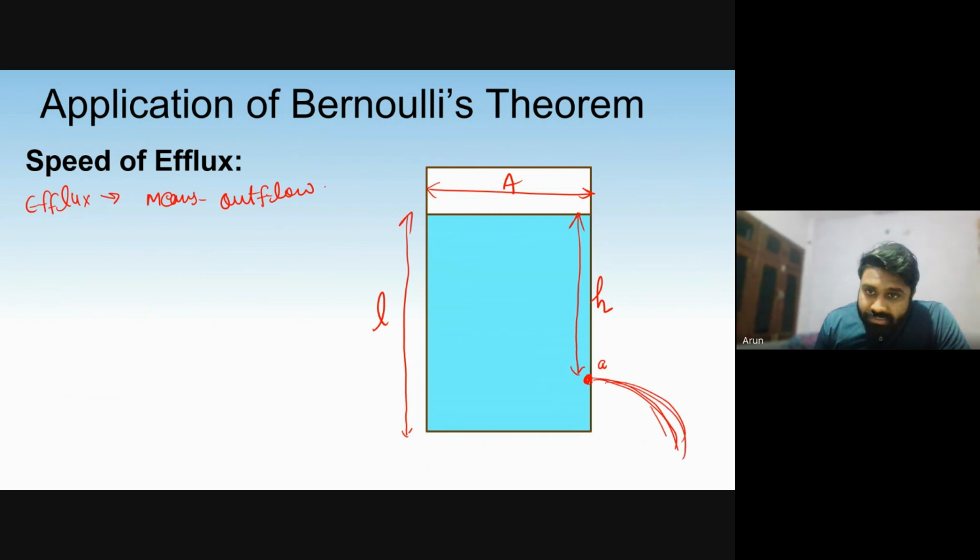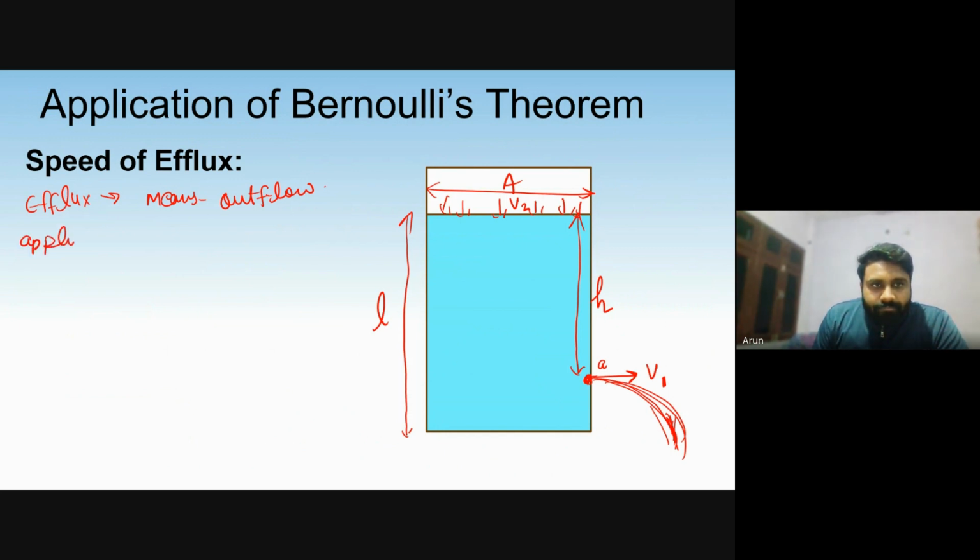Now the velocity of this flow, because the liquid is getting out, so this is an outflow. The velocity of this kind of flow is termed the speed of efflux, and the phenomenon of the liquid coming out is termed efflux. So we are interested in knowing the velocity at this point. Let's say it is v1. The velocity at this end, because the liquid level decreases and comes down, let's say is v2. Got it?